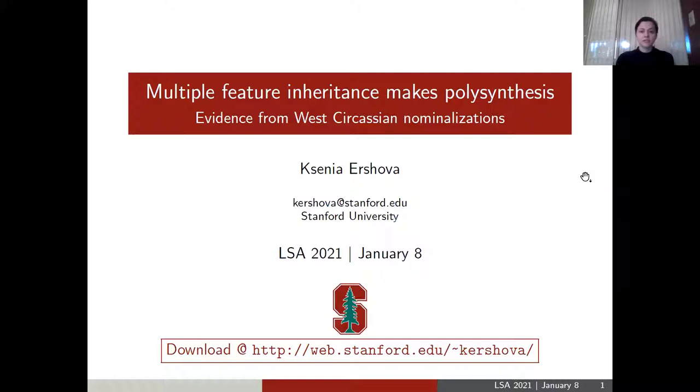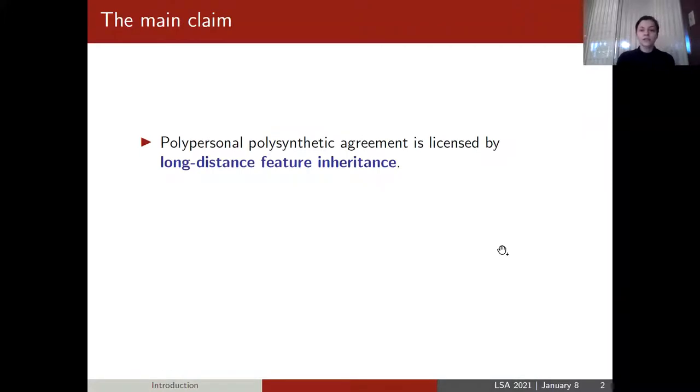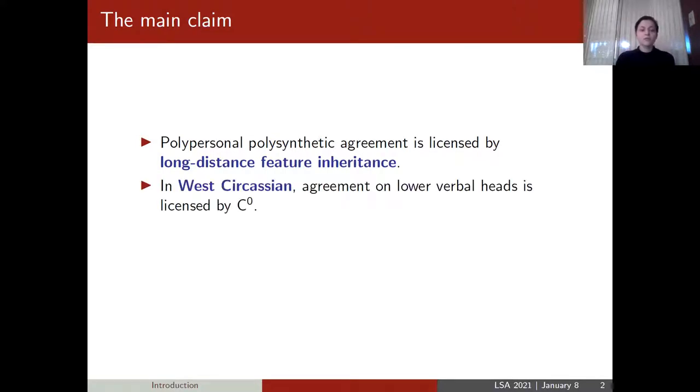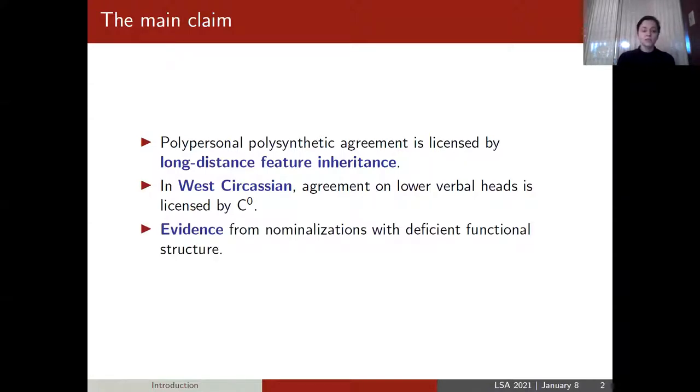So I'll be talking today about multiple feature inheritance and polysynthesis, and specifically about what nominalizations can tell us about this phenomenon. The main claim I'll be arguing for is that polypersonal polysynthetic agreement is licensed by long distance feature inheritance. The language I'll be focusing on in particular is Western Kashan, a polysynthetic language. I'll be arguing that in this language, agreement on lower verbal heads is licensed by a higher verbal head in the left periphery, namely by C. Evidence for this approach comes from nominalizations with deficient functional structure.